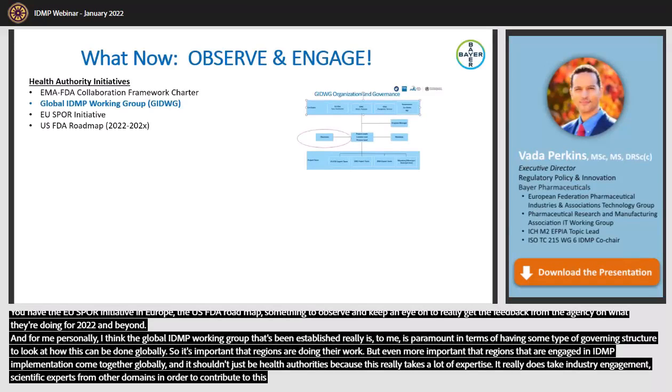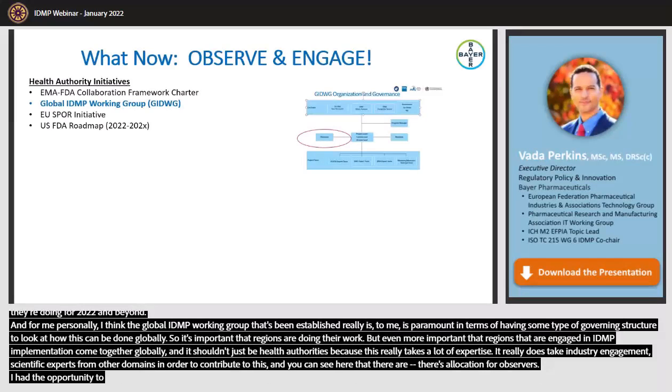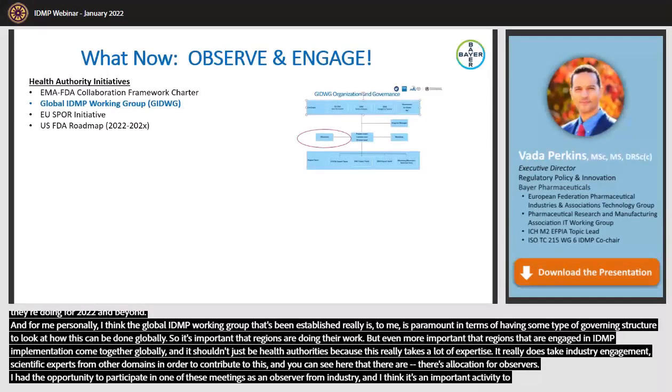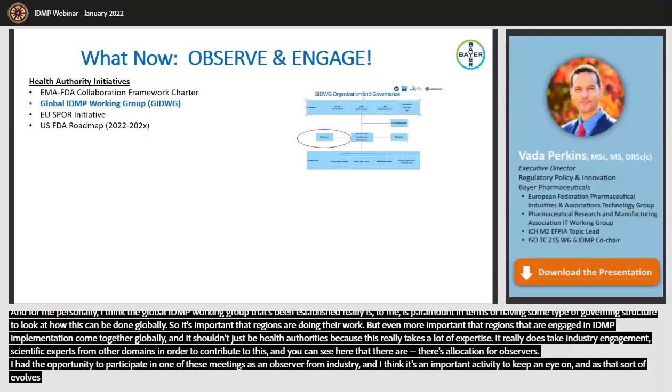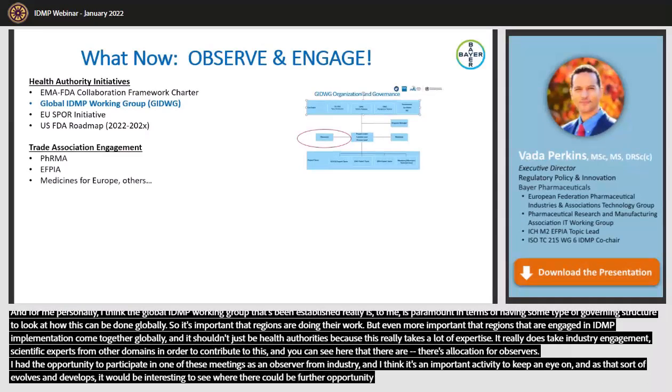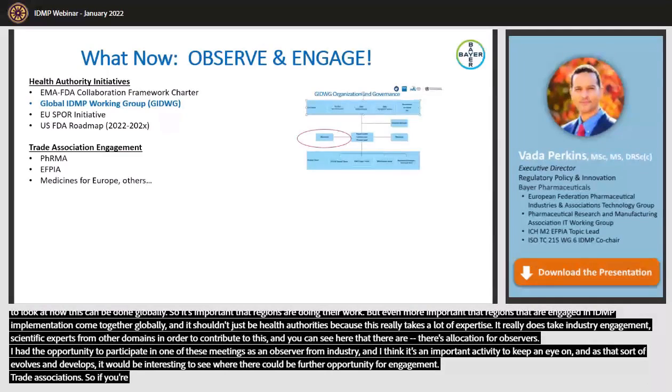And you can see here that there's allocation for observers. I had the opportunity to participate in one of these meetings as an observer from industry, and I think it's an important activity to keep an eye on. And as that evolves and develops, it'd be interesting to see where there could be further opportunity for engagement.